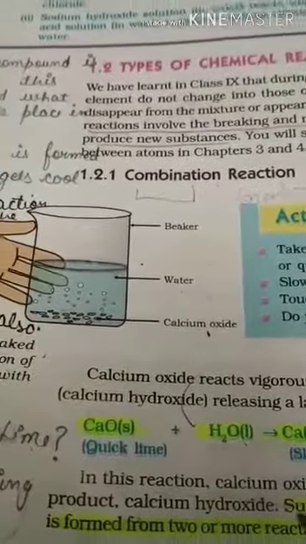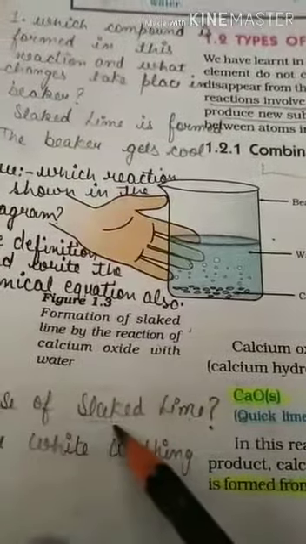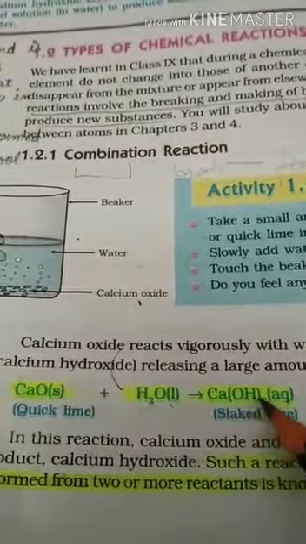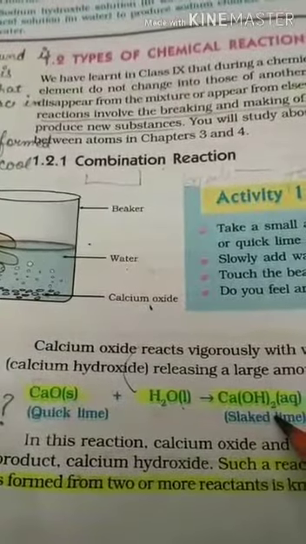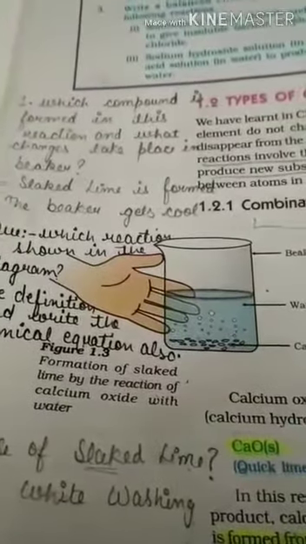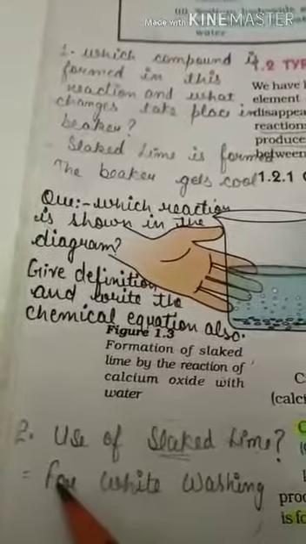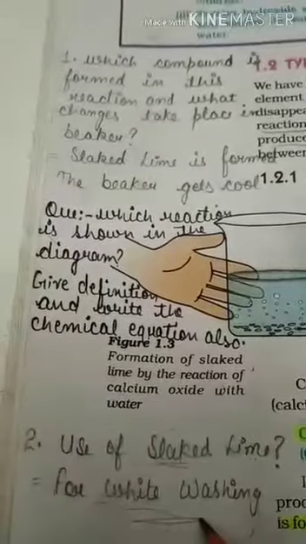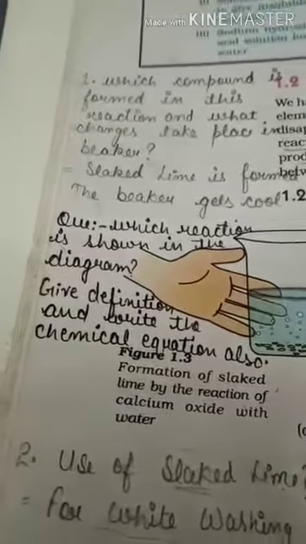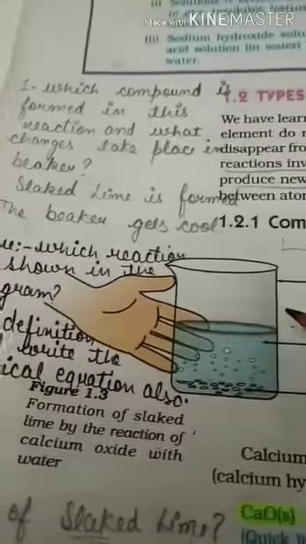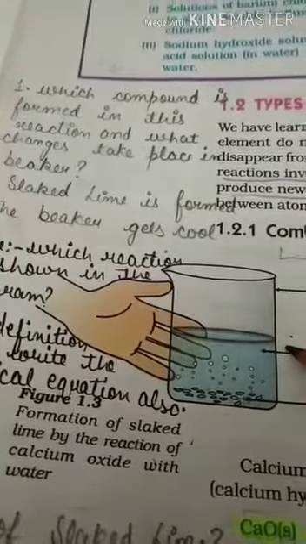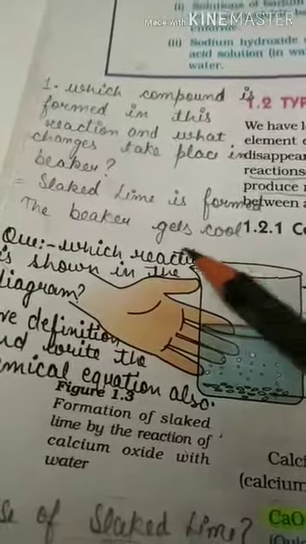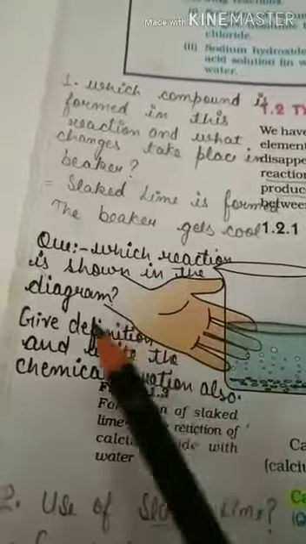Now the question arises here: what is the use of slaked lime? Slaked lime is the product formed, Ca(OH)2, that is calcium hydroxide, and slaked lime is used for whitewashing the walls in homes. What will you observe when you touch the beaker? The beaker gets cool. So the question is, which reaction is shown in the diagram?